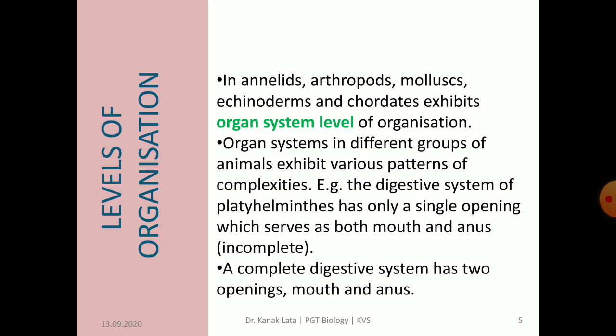Animals belonging to annelids, arthropods, mollusca and echinodermata as well as chordates show organ system level of organization. Organ systems in different groups of animals exhibit various patterns of complexity. For example, the digestive system may be complete or incomplete as we have discussed earlier. Complete digestive system means two openings, mouth and anus, whereas incomplete means one opening for both intake of food as well as removal of feces.